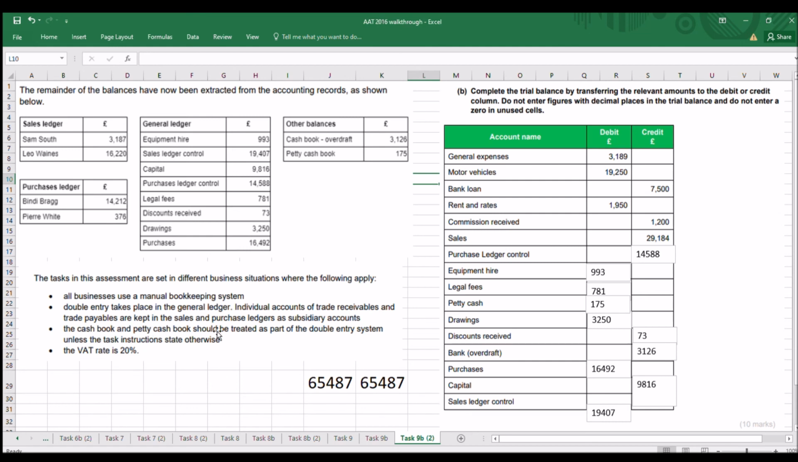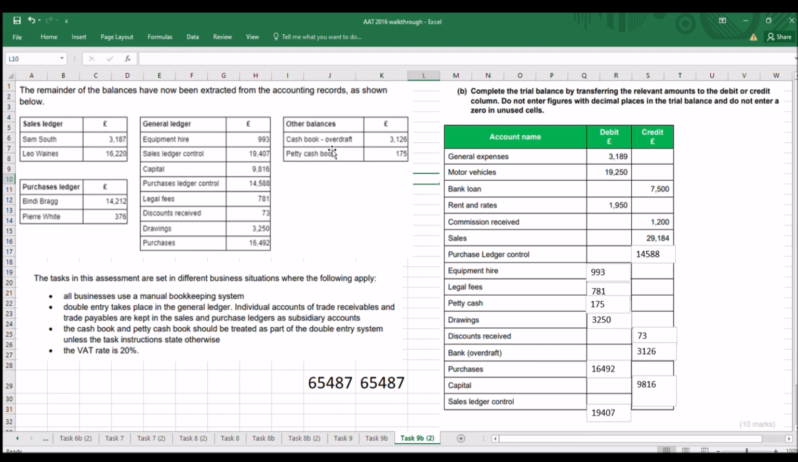In terms of our other balances here, in terms of the exam instructions, the cash book and the petty cash book should be treated as a part of the double entry system, unless task instructions say otherwise. So these are the ledger accounts in here, and I don't quite like this one because it's saying cash book overdraft, and this sort of stops people who use debit-click, because they go, oh right, it's a bank, it's an asset, therefore it's a debit. Well, actually it's not. It's money going out to the bank. It's an overdraft in there, so it's a credit.